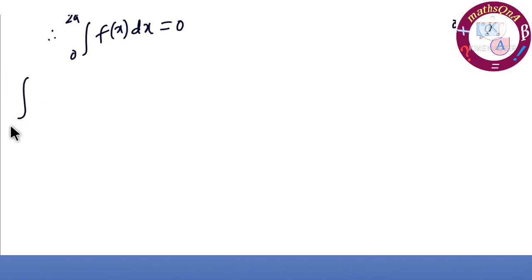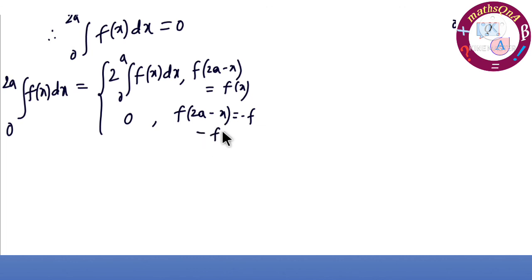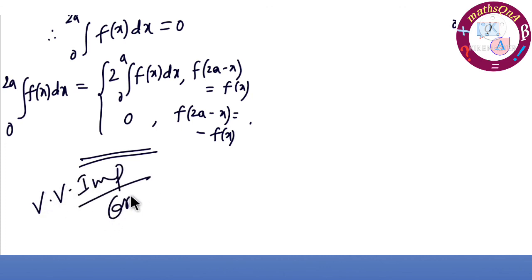Hence integration of 0 to 2a f of x dx is equals to 2 times integration of 0 to a f of x dx under the condition f of 2a minus x equal to f of x, and 0 when f of 2a minus x is equal to minus f of x. Okay, this is the required answer. This is also very important. This is very important for 6 marks. A fixed question will be asked in the exam for 6 marks, with examples.